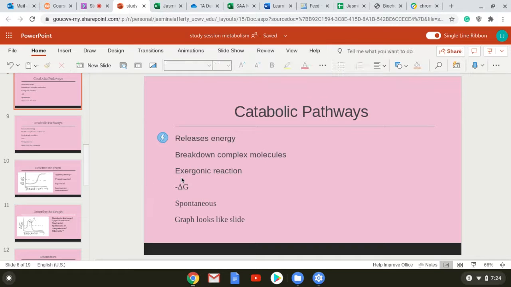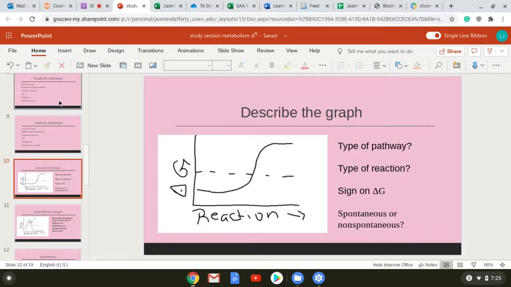So guys, I cannot stress enough, the best way to test yourself on these is to make charts. Only give yourself 1. So give yourself negative delta G. And you'll have to say, okay, negative delta G, first of all, I know it's exergonic, and I know it's spontaneous. So then that means it has to release energy and it has to break down complex molecule. Oh, so that means it's a catabolic pathway. Test yourself like this.